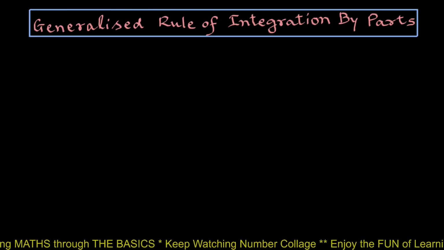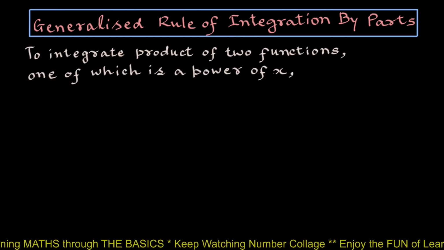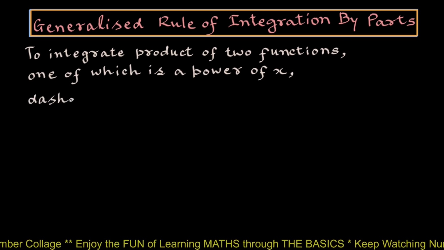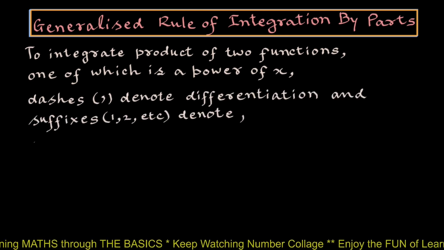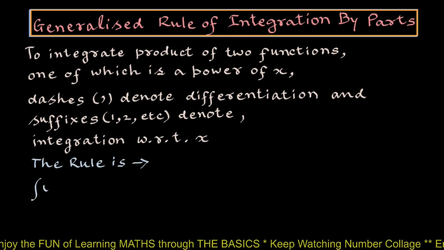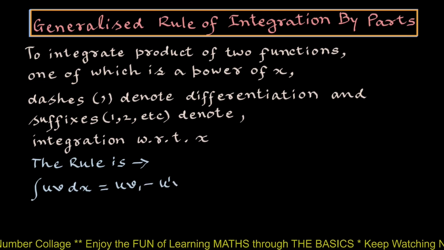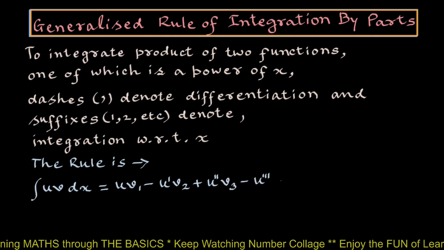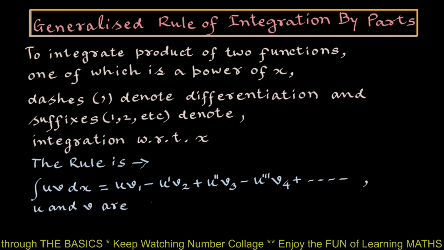To integrate the product of two functions, one of which is a power of x, we can apply this generalized rule of integration by parts. In this, dashes denote differentiation and suffixes denote integration with respect to x. The rule can be stated as follows: integration uv dx equals uv1 minus u dash v2 plus u double dash v3 minus u triple dash v4 plus so on and so forth, where u and v are functions of x.